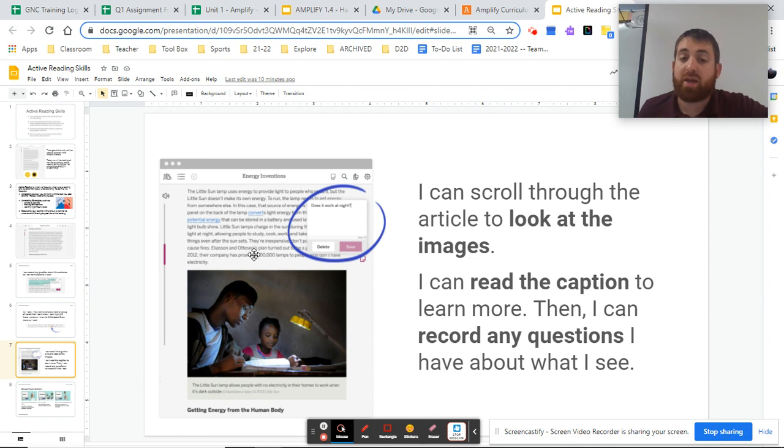We can also look to make connections between what we're reading and what we see in the text. So we obviously have a paragraph here that deals with energy, and we have a picture here with some sort of invention. We can ask the question, does this work at night? As it connects with the reading and the text that we have here, the captions under the image and the image itself.